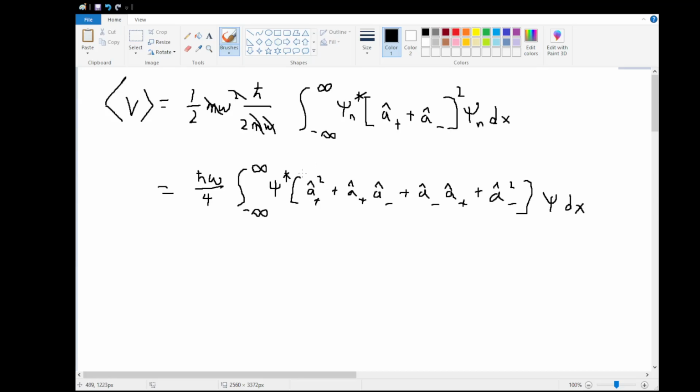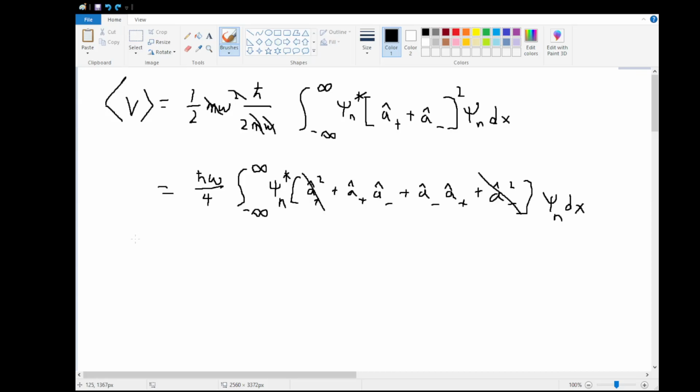So instantly, the a hat plus squared and a hat minus squared terms go to 0, because those acting on psi n will give us, if these are both psi n, the a hat plus squared will give us something multiplied by psi n star times psi n plus 2, and since they're not the same energy level, they're orthogonal, and their integral goes to 0. Same thing for the minus, but it'll be n minus 2 instead of n plus 2. So we're just left with the a hat plus a hat minus, and a hat minus a hat plus terms.